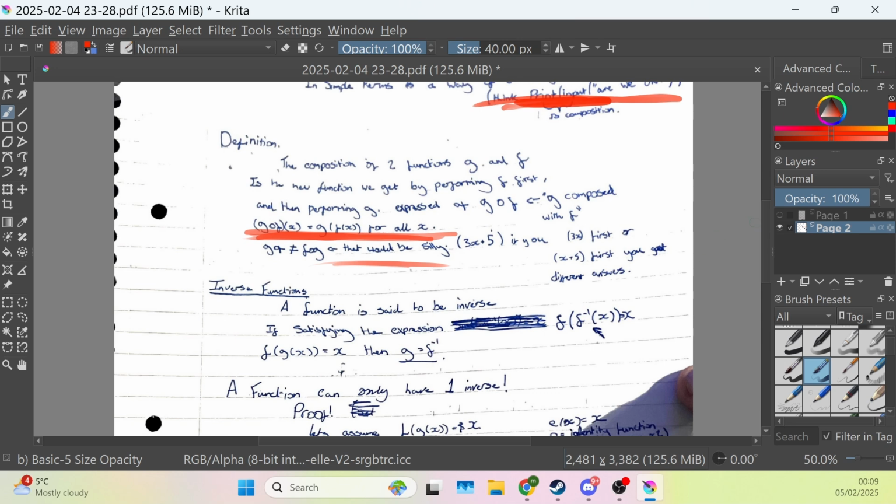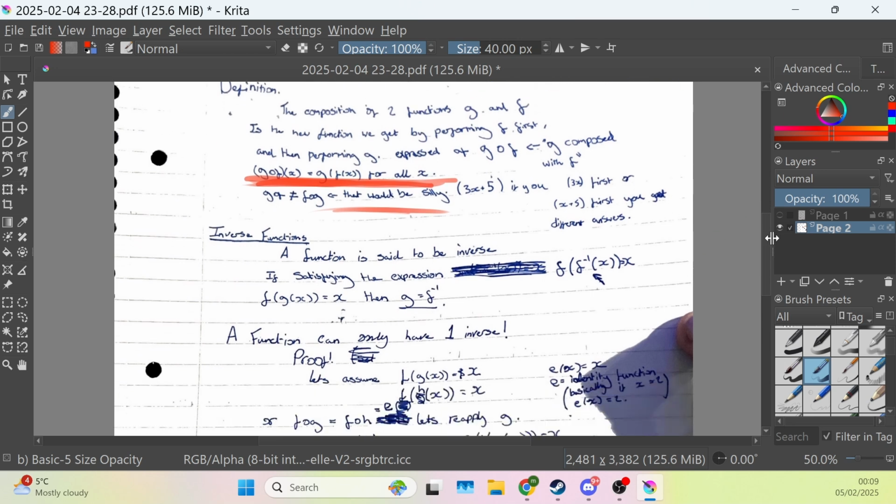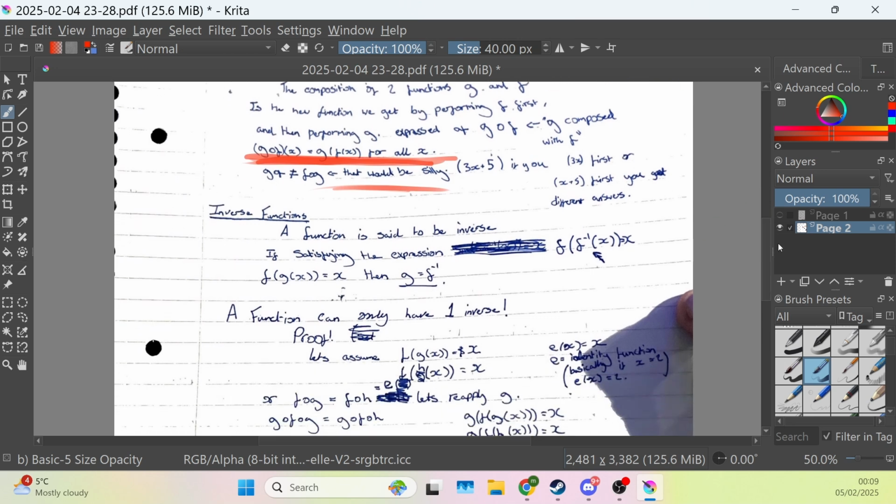Inverse functions. A function is said to be inverse if it satisfies the expression where f of x and its inverse of x just gives you x. Over here is another way of expressing that, where f of g of x equals x, then g equals the inverse of f.